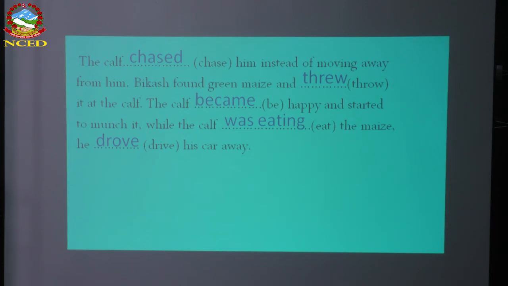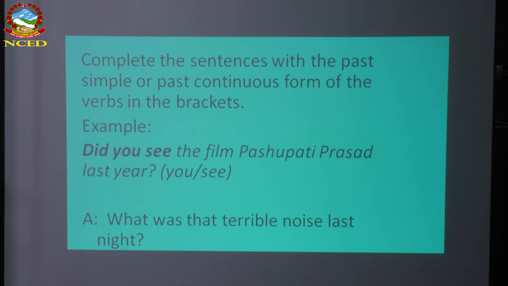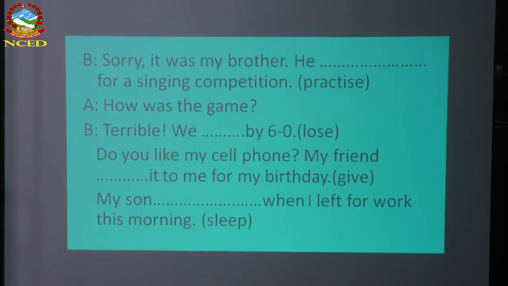One more exercise is left. The exercise is to complete the sentences with the past simple or past continuous form of the verbs in the brackets. Example, did you see the film Pasupati Prasad last year? Here, verbs are given to you. So, in the first we have the use is did you see. Now, let's continue the conversation. What was that terrible noise last night? B: Sorry, it was my brother. He, what should be here? Was practicing for a singing competition.